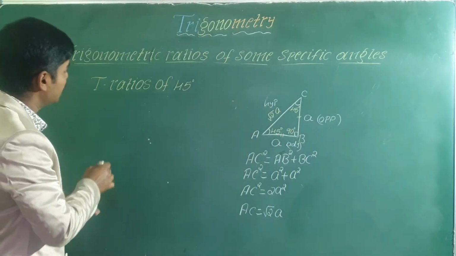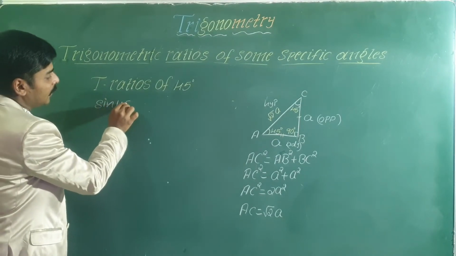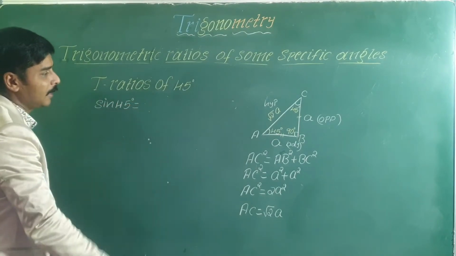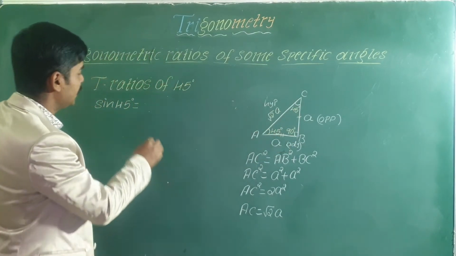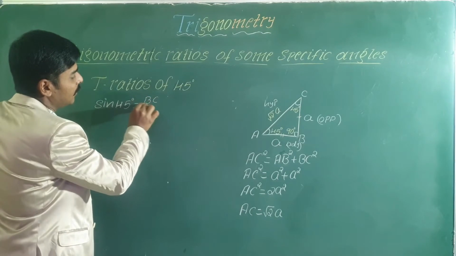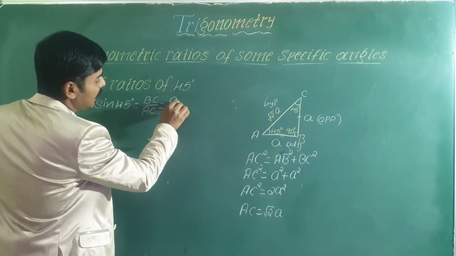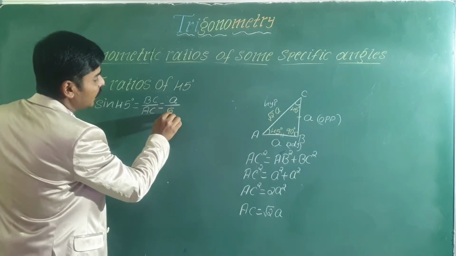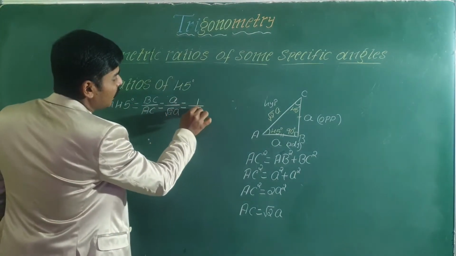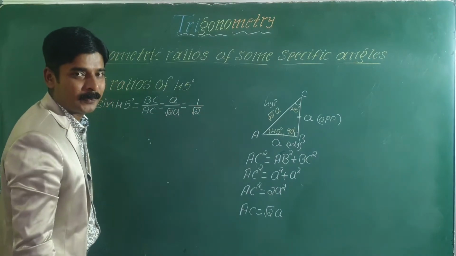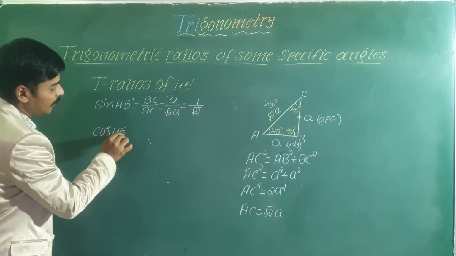Now let us take sine 45 degree. What is sine? Sine is opposite by hypotenuse. Opposite side is BC. BC by AC. How much is BC? BC is A. AC is root 2 into A. If A gets cancelled, remaining is 1 by root 2. Fine.